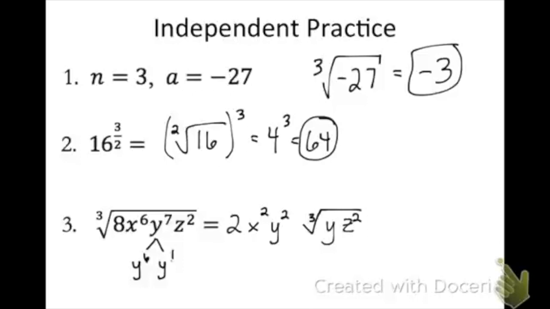And for this last one, I started with the 8. The cube root of 8 is 2. Then I took the cube root of x to the 6th. 6 divided by 3 is 2, so it was x squared. Next, with y to the 7th, I needed to rewrite that as y to the 6th, y to the 1st. So now I can take the cube root of y to the 6th, and I got y squared that came out front. And then y to the 1 was just left on the inside. And z squared was also left on the inside because 2 was less than 3, so I couldn't divide it by 3.